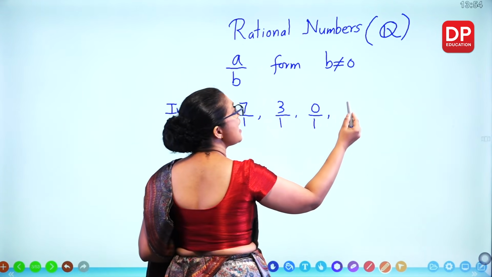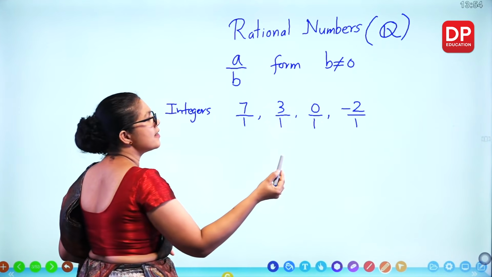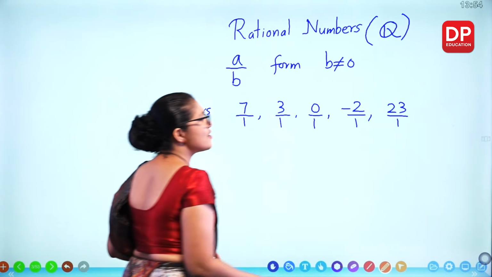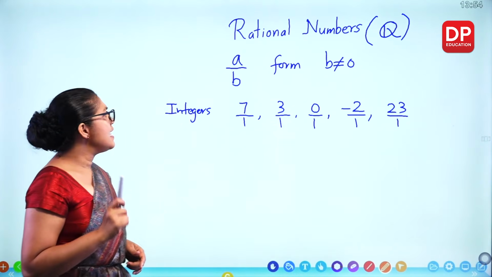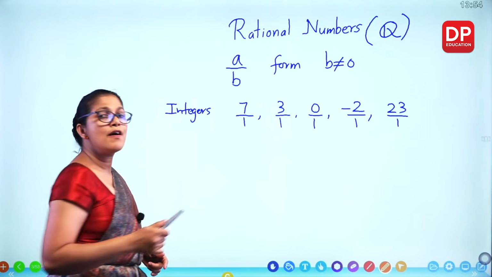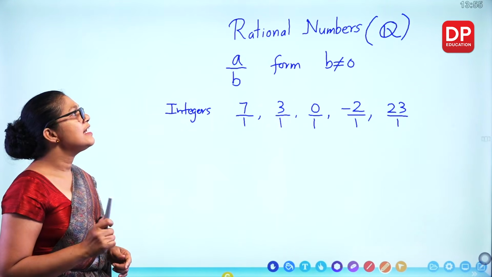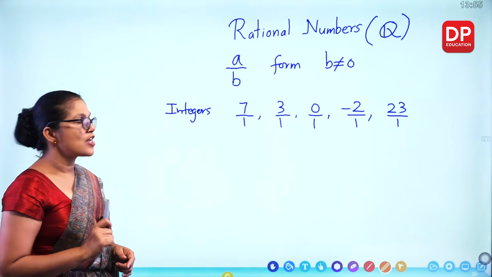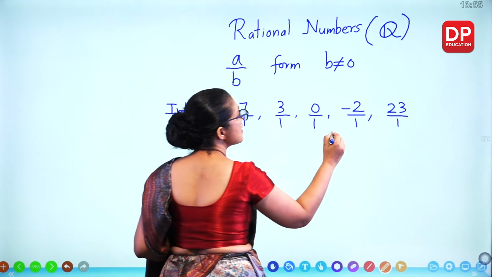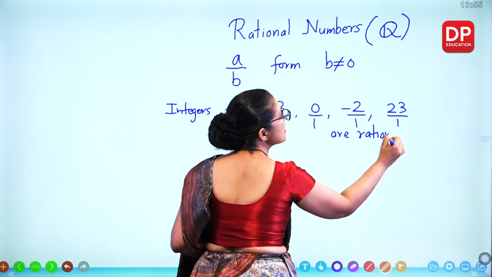Again, you can write any negative number, negative 2 over 1, 23 over 1. So we see any integer we can write in this form as a fraction. So what can you say about integers? Integers are all rational numbers. So here we can write integers are rational.